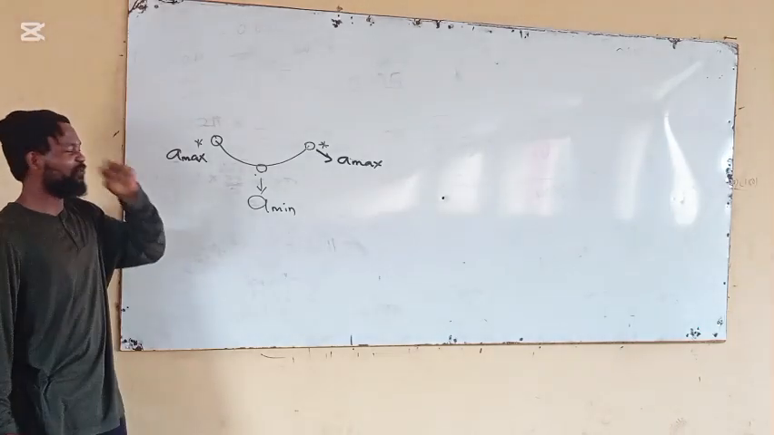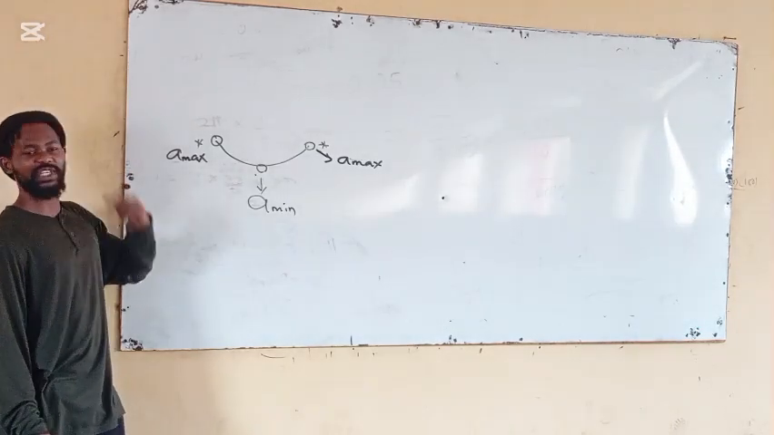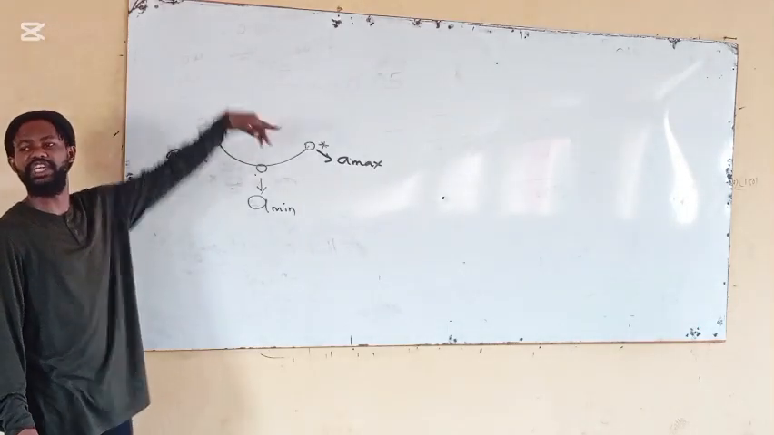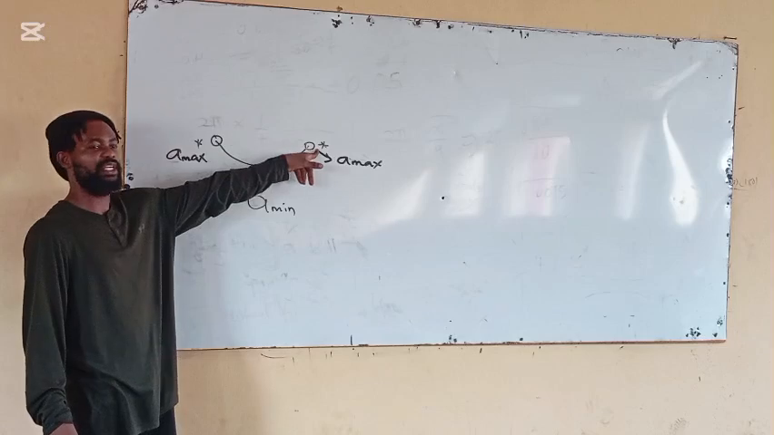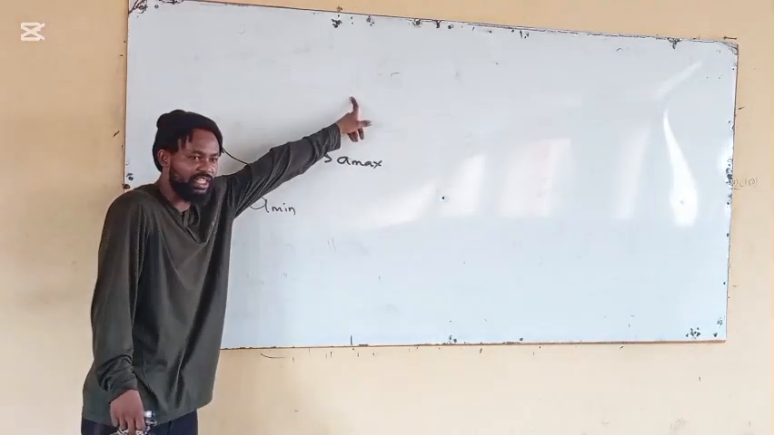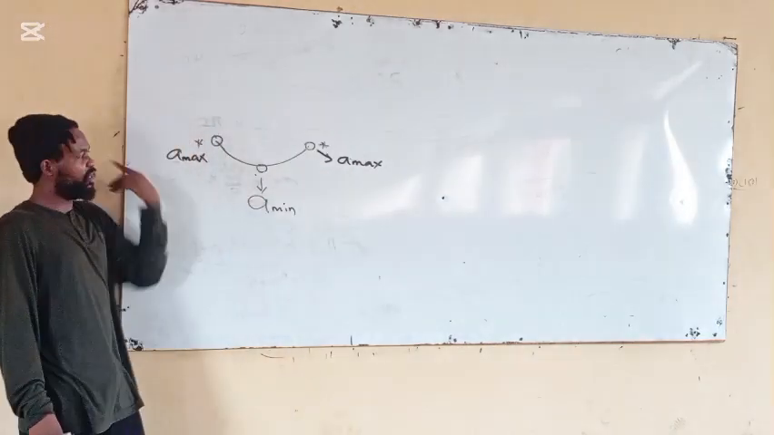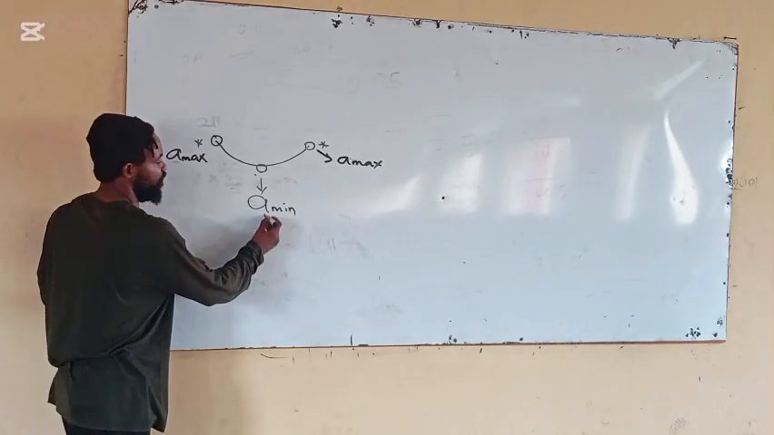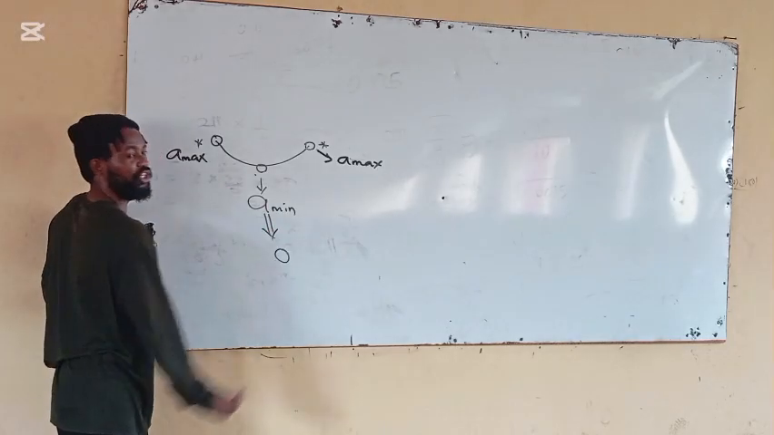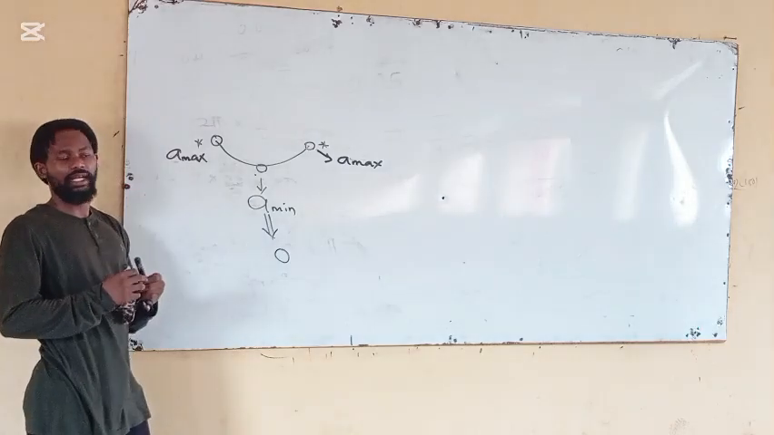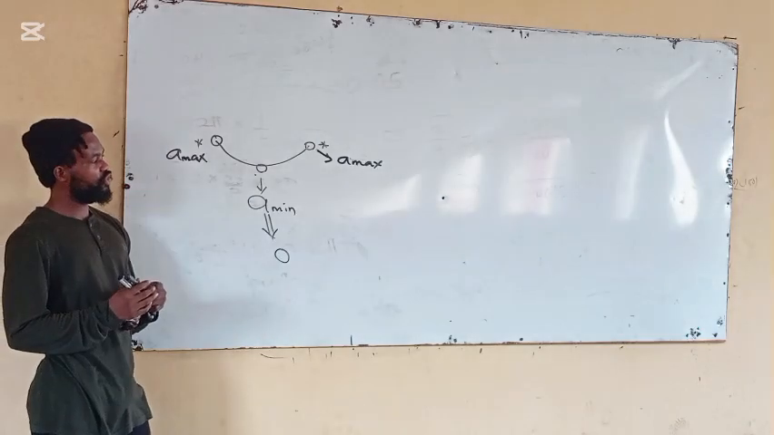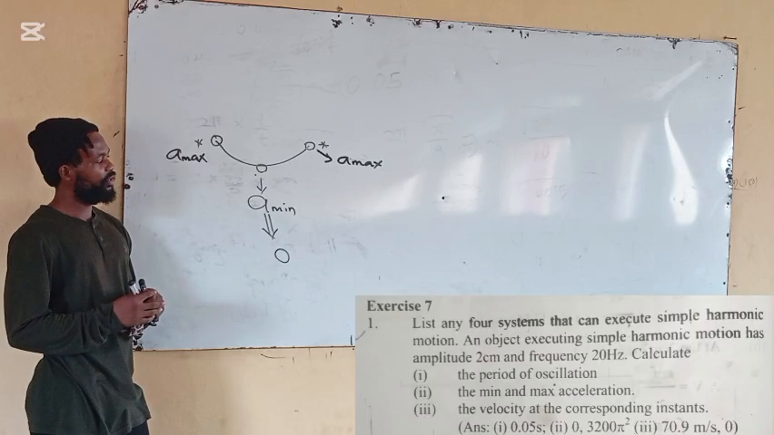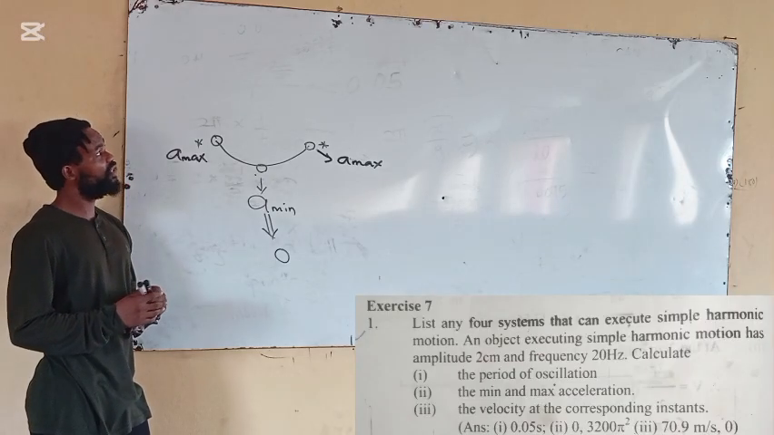Please have it in mind that whenever you are thinking of maximum acceleration, you are checking at what point the velocity will change the most, and it's when you get to this end. Something moving to this end will now change to move to the other end. That's when the acceleration is maximum. So minimum acceleration is going to be 0. Note it: minimum acceleration is 0.